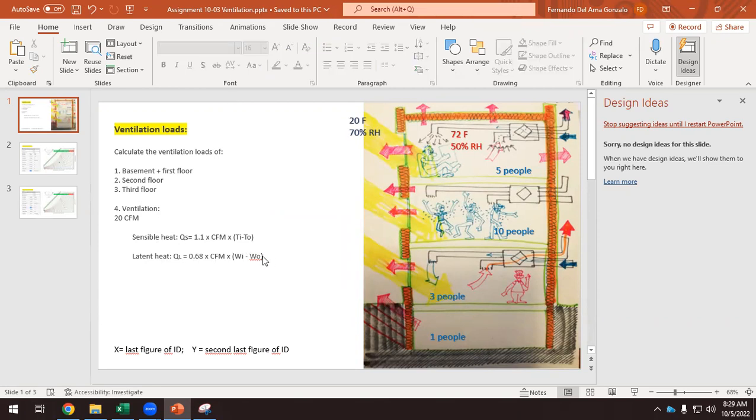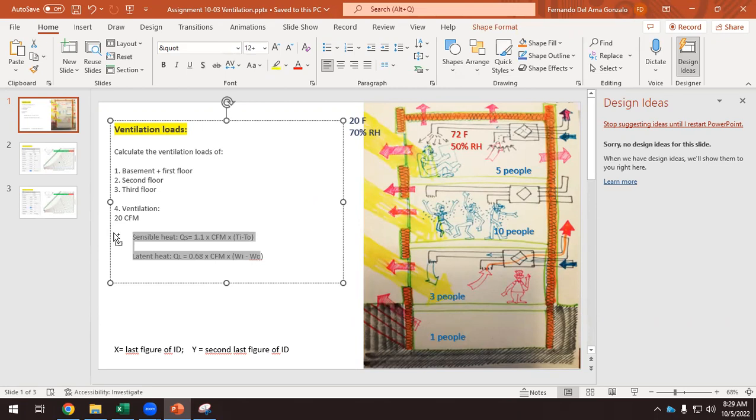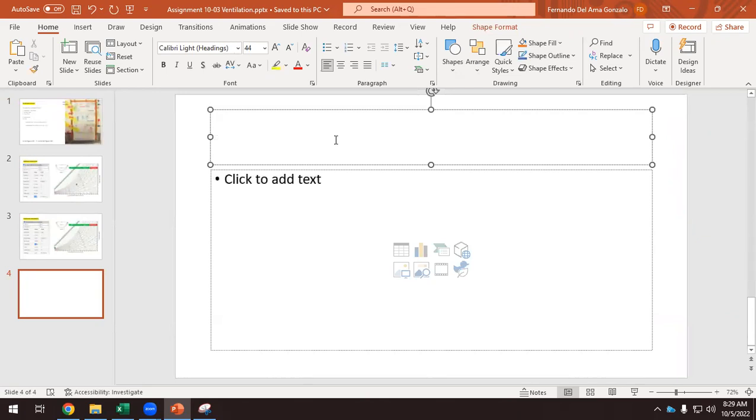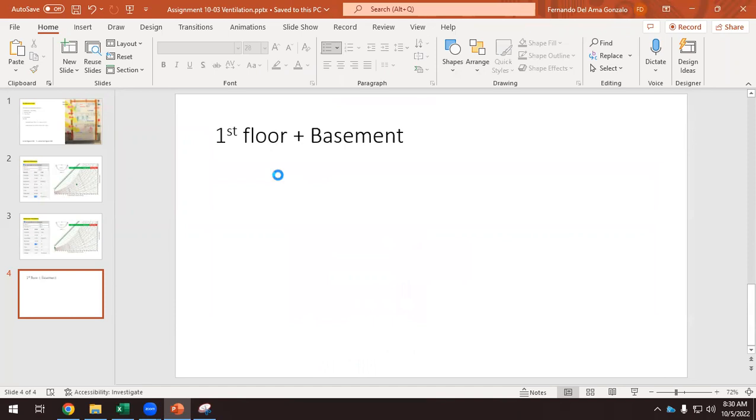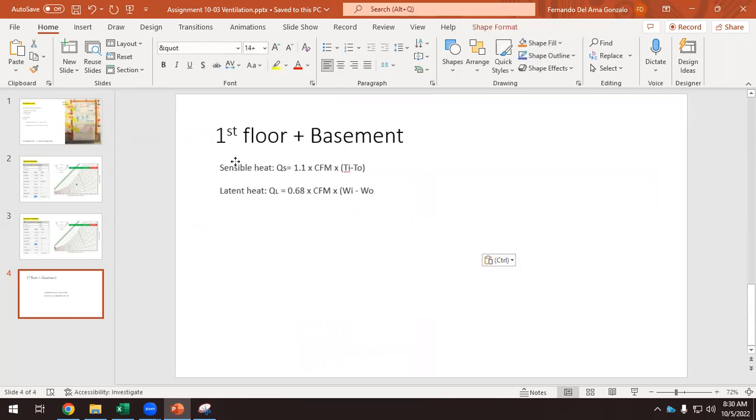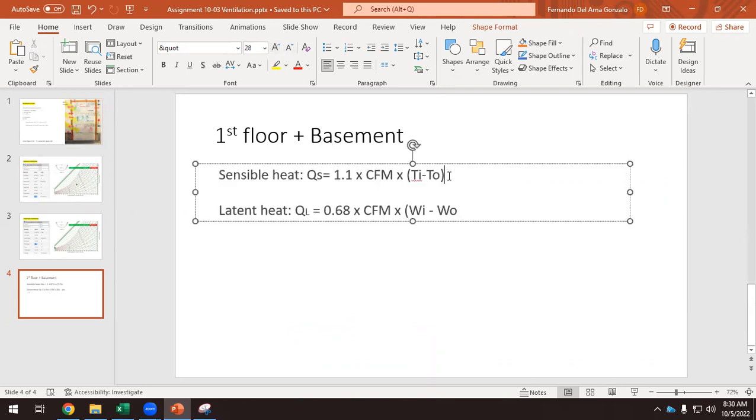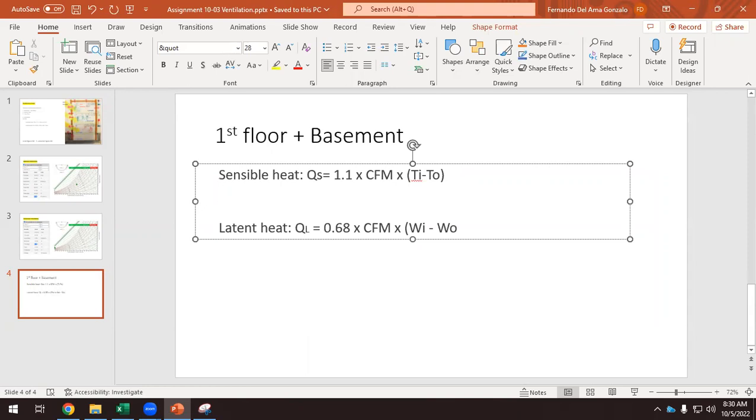So let's do it. I'm going to copy this formula here. Well, first, this is going to be the first floor and basement. So those are the formulas: the sensible heat and the latent heat. Okay, so sensible heat, Q, S. This 1.1, it's always the same. Then it depends on the CFM.